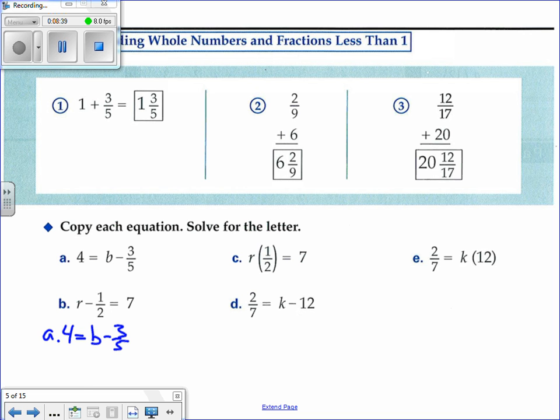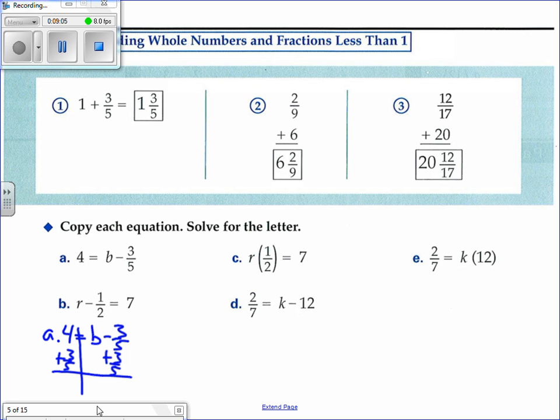Now again, remember, whatever I do to one side, I have to do to the other. So if it helps you to draw that line down the equal sign, go ahead and do that. Remember, I'm trying to get all the numbers on one side and all my terms with letters on the other. So this B here, I want that letter by itself, so I'm going to add the 3/5 to both sides. And that is going to leave me with just the B on the right. And on the left side, 4 plus 3/5 is just 4 and 3/5. And I'm done with that one.